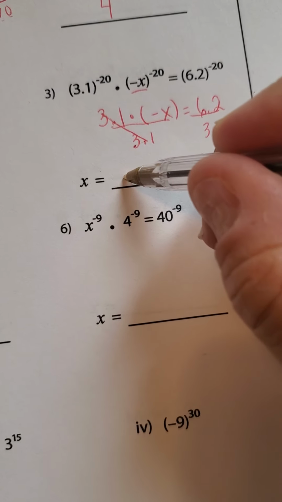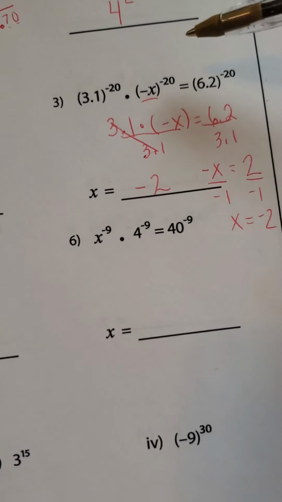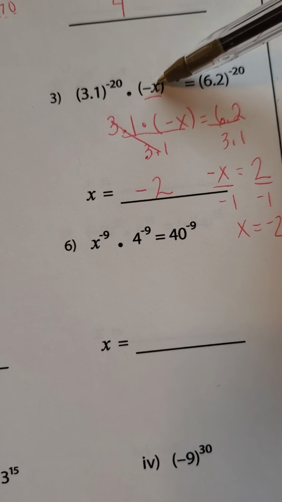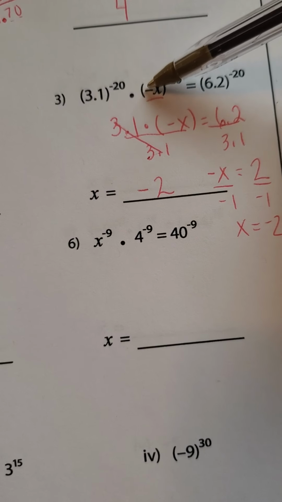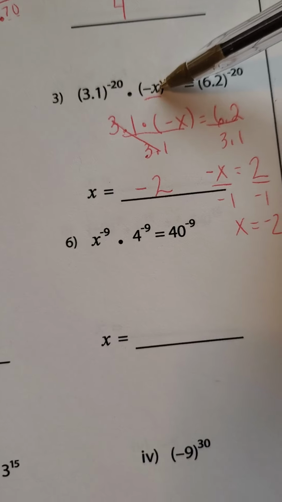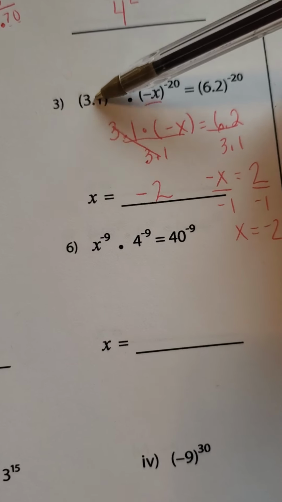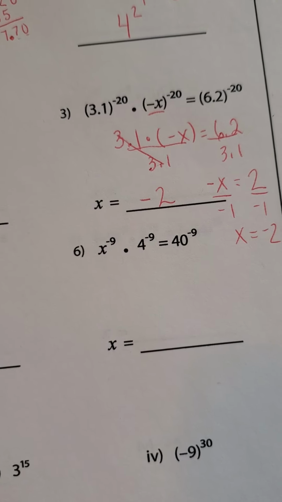Okay, so x needs to equal negative 2. So we will put that in place of x, negative 2 for x, times that negative 1, that's going to make it positive 2. Multiply that with the 3.1, you get 6.2.